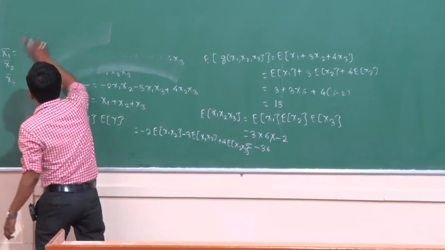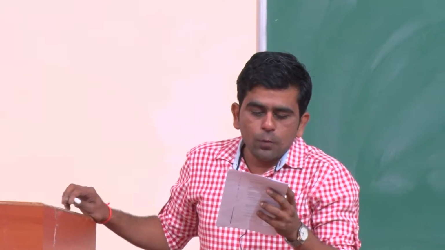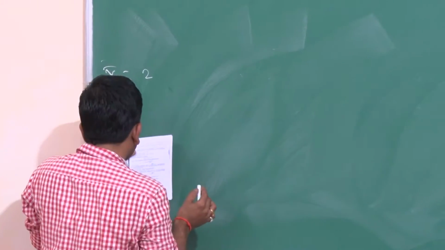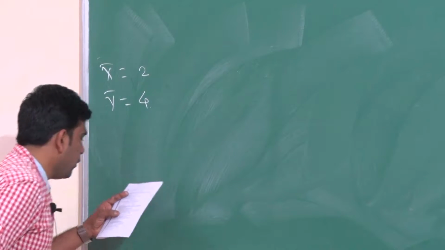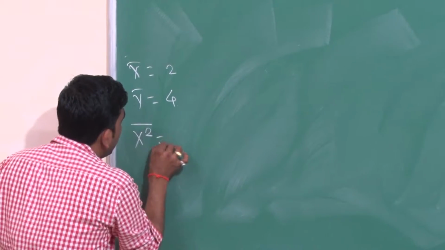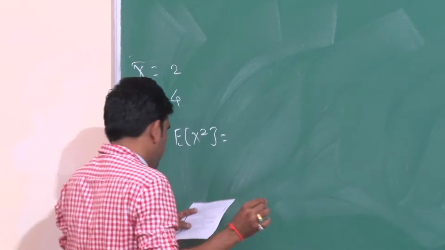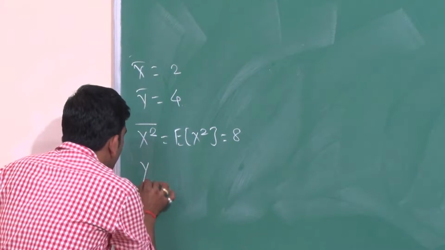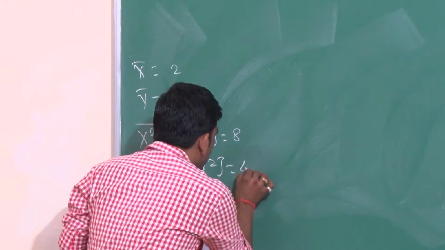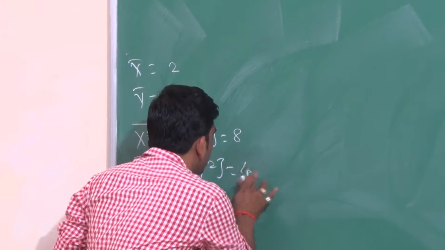So write down next problem. Write down two statistical independent random variables x and y. Two statistical independent random variables x and y have mean values x bar is equal to 2, y bar equal to 4. They have second moment x square bar, that is nothing but expected value of x square equal to 8, and y square bar is equal to expected value of y square is equal to 25.